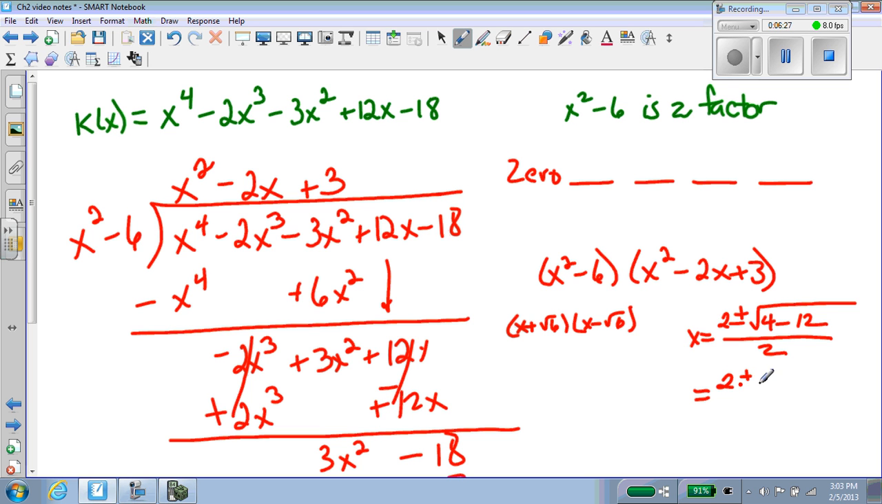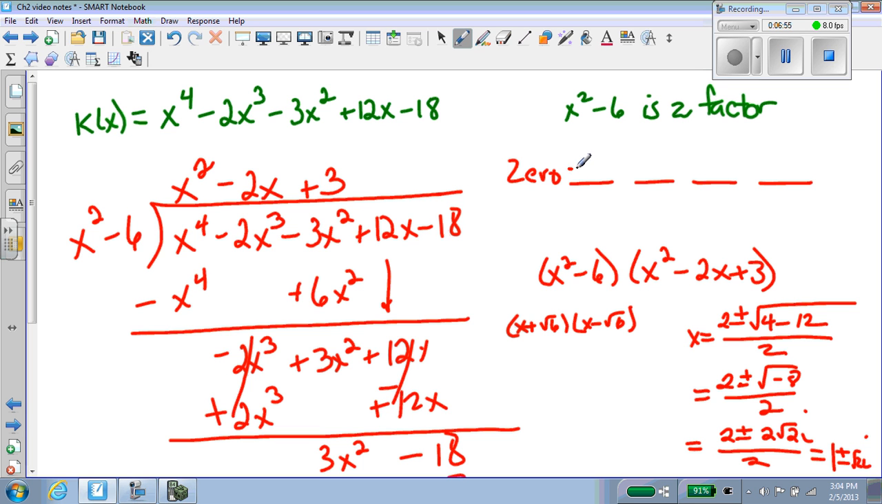2 plus or minus the square root of negative 8 over 2, 2 plus or minus 2 root 2i over 2. So I'm going to factor out a 2 and cancel it with the 2 in the denominator and get 1 plus or minus root 2i. Okay, so I've got my zeros.